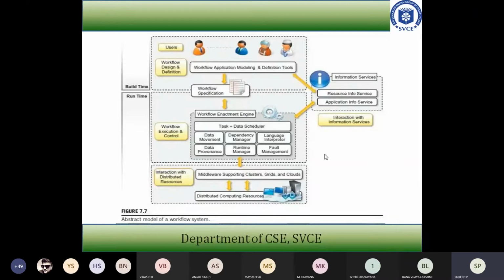So normally, if we take the workflow enactment engine, what does it contain? If we take the workflow execution and control block, your workflow execution and control block contains the workflow enactment engine. In this workflow enactment engine, it is going to have the task plus data scheduler. So whatever the task you are going to have, a task is nothing but a part of the application where you are running a process to solve a particular problem.